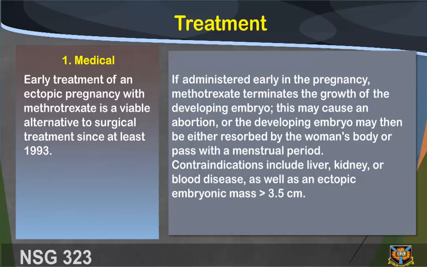Treatment. 1. Medical. Early treatment of an ectopic pregnancy with methotrexate has been a viable alternative to surgical treatment since at least 1993. If administered early in the pregnancy, methotrexate terminates the growth of the developing embryo. This may cause an abortion, or the developing embryo may then be either resorbed by the woman's body or pass with a menstrual period. Contraindications include liver, kidney, or blood disease, as well as an ectopic embryonic mass over 3.5 centimeters.